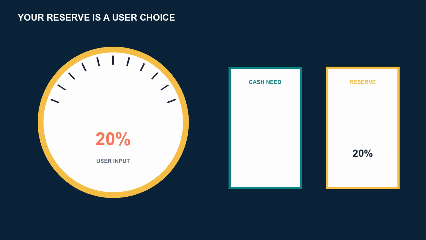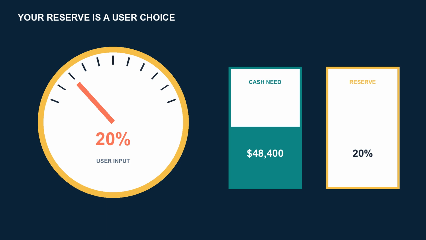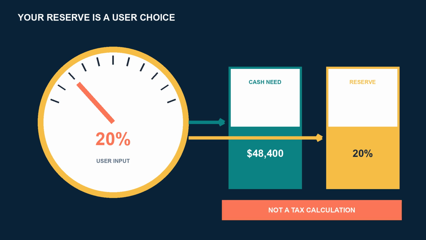The next input is a reserve rate chosen by the freelancer. In this example, it is 20%. The workbook divides the buffered cash need by 1 minus the reserve. 48,400 divided by 0.8 gives a revenue target of $60,500. That leaves 20% of revenue in the reserve bucket. This is not a tax calculation. Actual obligations depend on location, business structure, deductions, and other facts. Use qualified local guidance when needed.